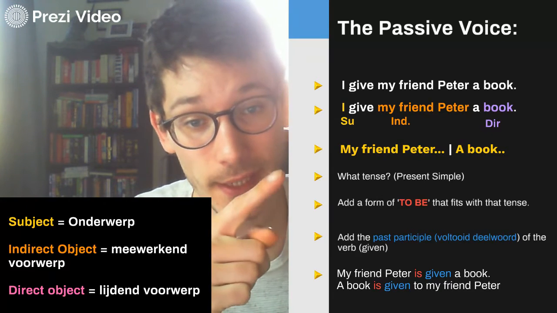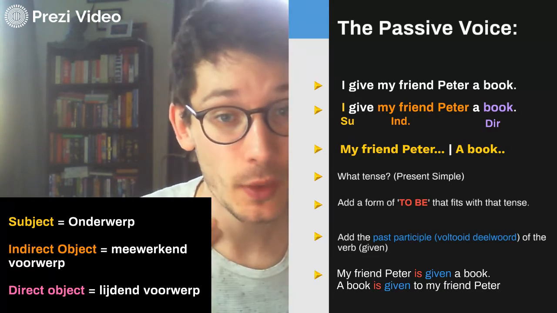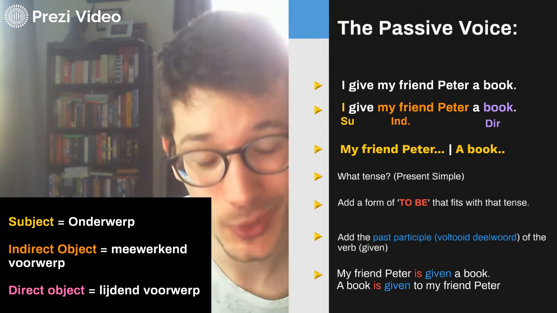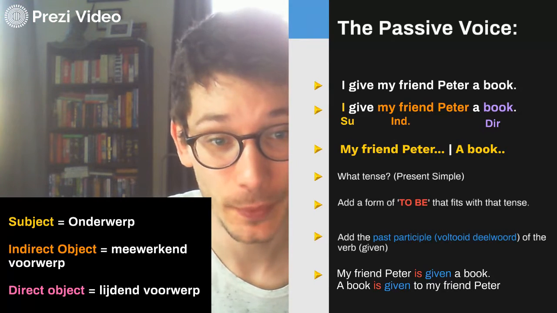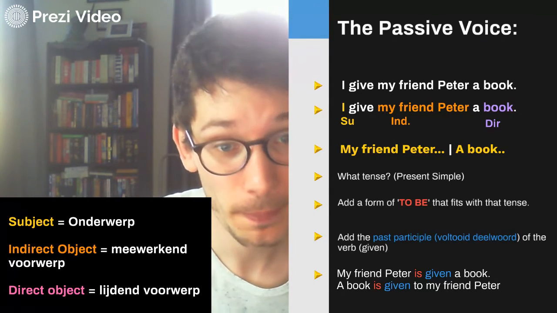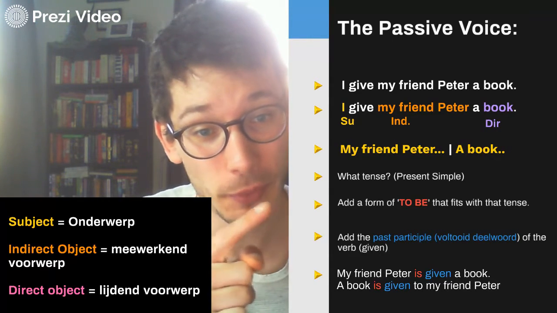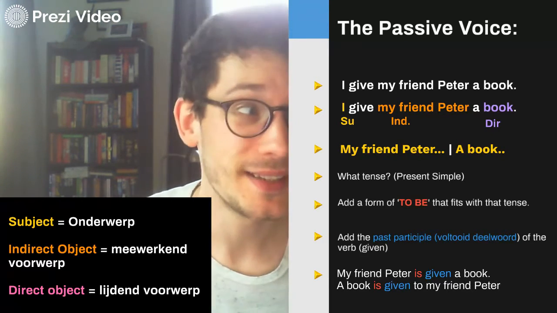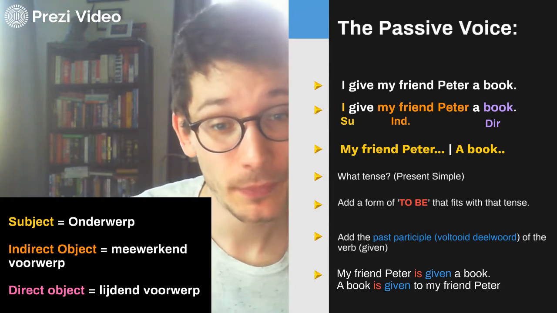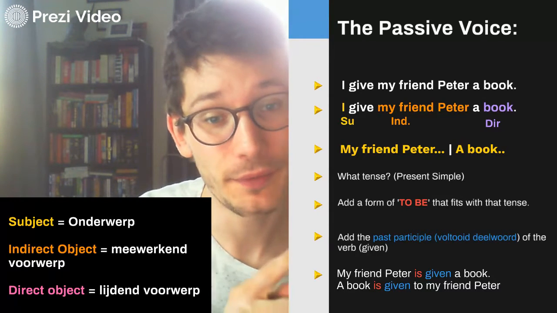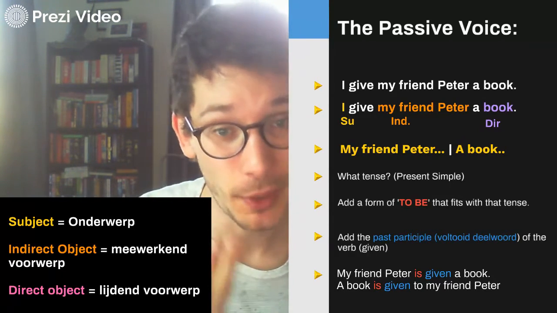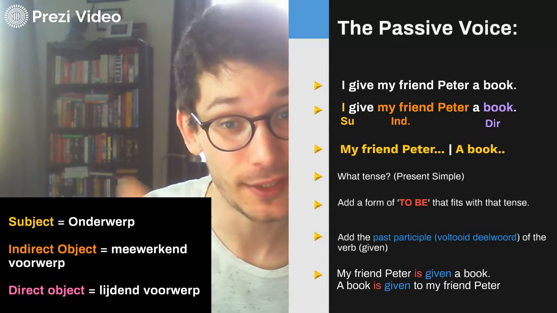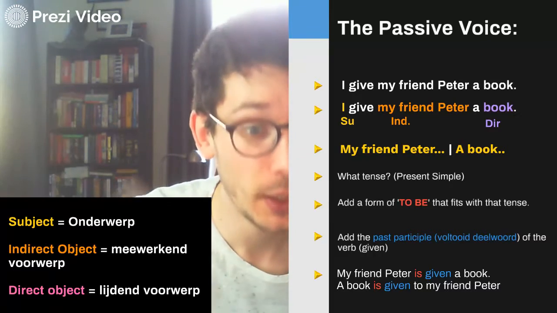Okay? Next step over here, you have to figure out what tense the original sentence was in. Now, I give my friend Peter a book is in the present simple. So that's going to be an easy version of this. Okay? You then have to add a form of to be that fits with that tense. In the case of the present simple, that is simply is. Okay? After that, you fit another past participle in there of the original verb. So in the case of give, that is give, gave, given.